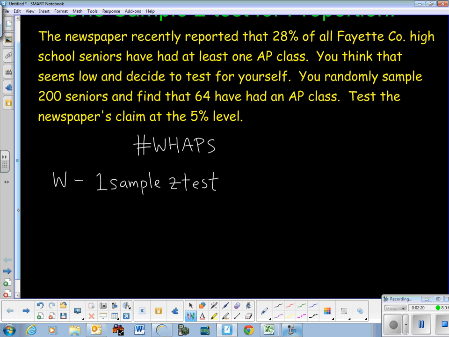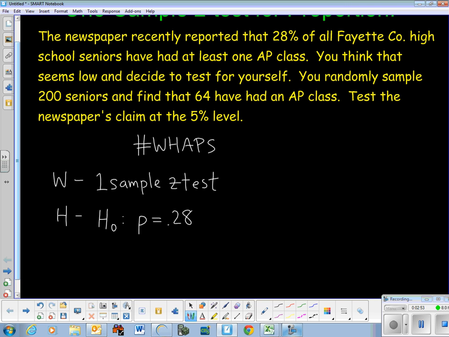All right, so H. This is for hypotheses. And we got into those a little bit in the intro video. The claim is the null hypothesis. And in this case, make sure you use proper symbols. The null and the alternative, they are the population symbols. The claim is that p equals 0.28. All right? That's what the newspaper said.